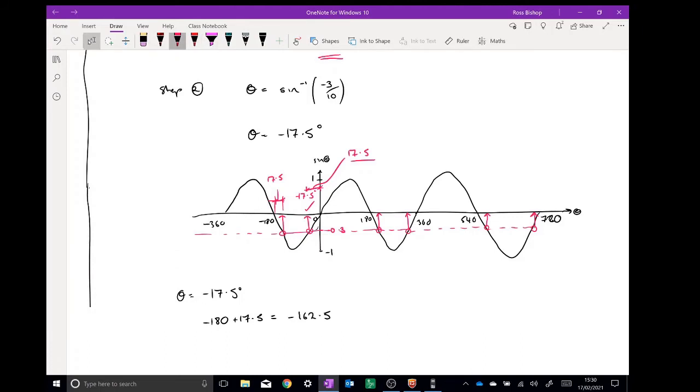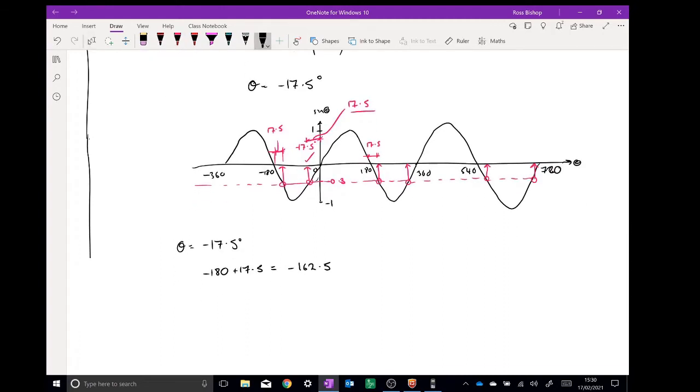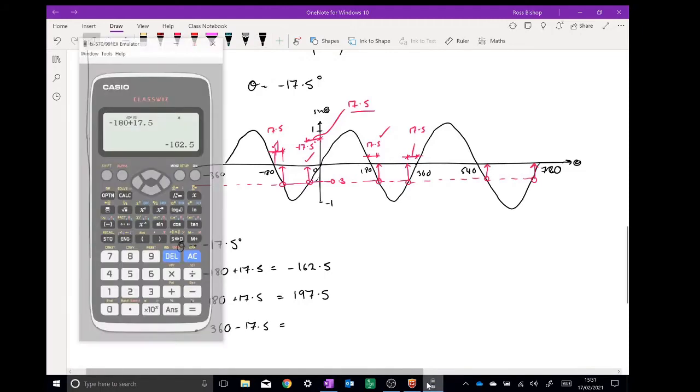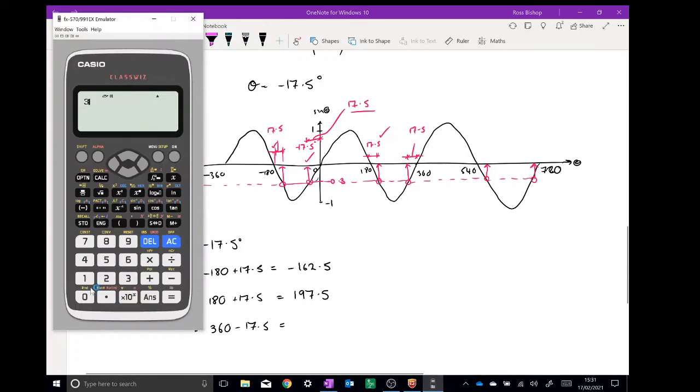If I go over to the right side, again, that is 17.5. All of these are 17.5. So the next one along is going to be 180 this time, plus 17.5, which is 197.5. That's given me that one. So I've now got the first 3. The next one here, you can probably have a think about this. That distance there is 17.5. So this next one's going to be 360 minus 17.5, which is 342.5.